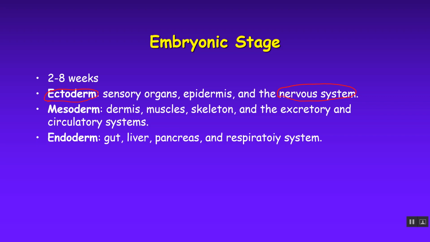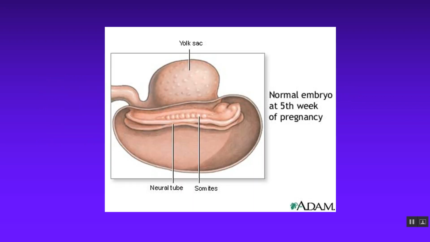And then we have the mesoderm, which is going to be your dermis, muscles, skeleton, excretory and circulatory systems. Then the endoderm: gut, liver, pancreas, respiratory systems. Just another picture showing, this is during the 5th week of pregnancy here. This is that amniotic cavity or amniotic sac. Here's the embryo. This is the yolk sac. We're starting to see the somites form, starting to see these edges of the neural tube getting close to each other to touch.